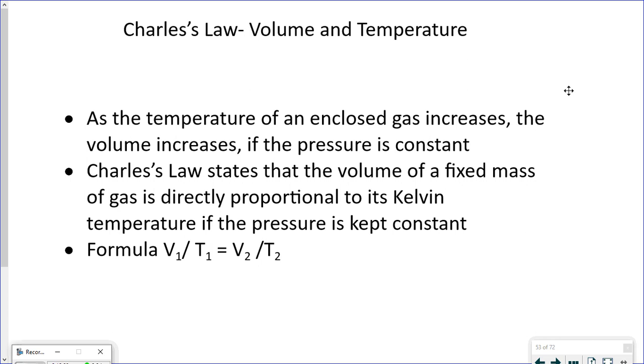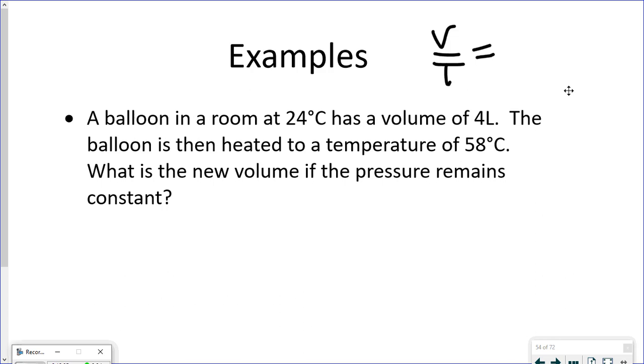So let's look at how these are going to work out. So I'll write our formula up here. V over T equals V over T. So we have a balloon in a room at 24 degrees Celsius that has a volume of 4 liters. The balloon is then heated to a temperature of 58 degrees Celsius. What's the new volume if the pressure remains constant?